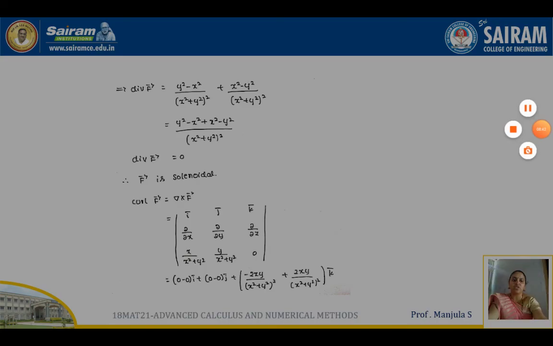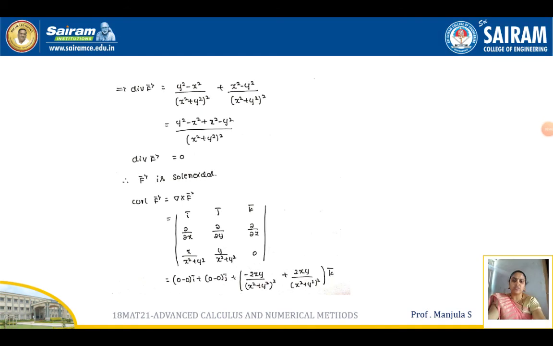On simplification, we can write this term as: divergence of f is equal to (y square minus x square) divided by (x square plus y square) whole square plus (x square minus y square) divided by (x square plus y square) whole square. On simplification, we are getting the solution of divergence of vector f as 0. Therefore, clearly we can give the conclusion that vector f is solenoidal.